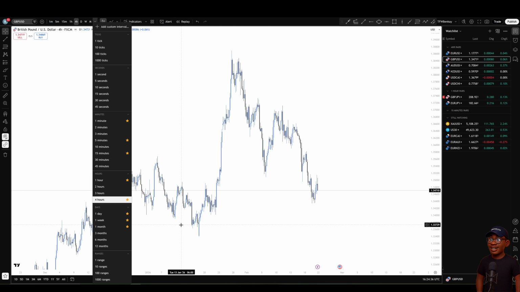Now, because our trading style is based on price action, there are some of the time frames that we will not be making use of. For example, the ranges. I don't do my analysis with any of these ranges. So we have 1,000 ranges, 100 ranges, 10, and then 1 range. Let's see how they appear, and then you get to know the reason why I don't make use of them.